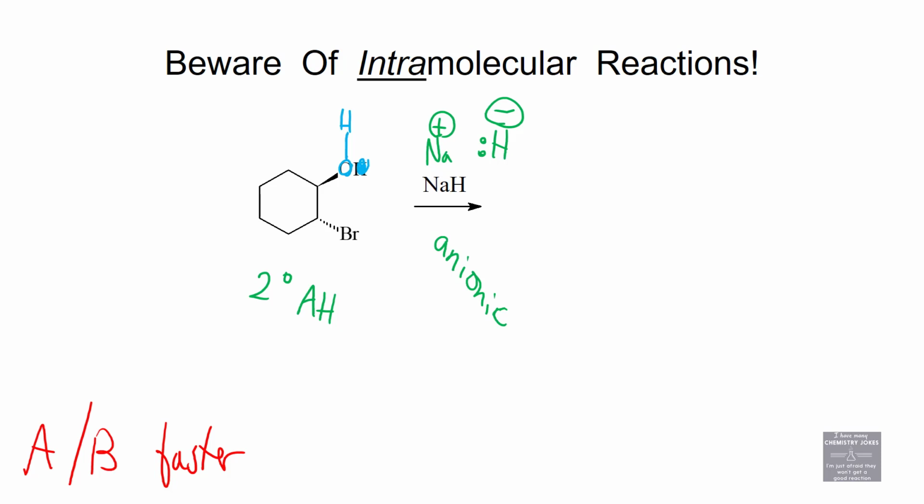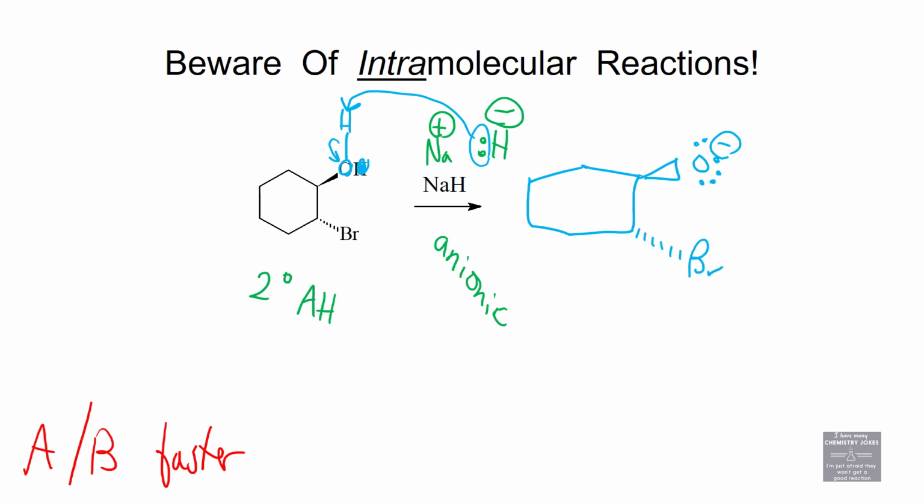I'm just drawing that H out explicitly. That's a pretty acidic hydrogen, not like crazy acidic, but pretty acidic. Sodium hydride can definitely deprotonate an alcohol like that. So out of deprotonating that alcohol, I end up with this O minus and this Br. So after the acid-base reaction is done, I get this blue product.